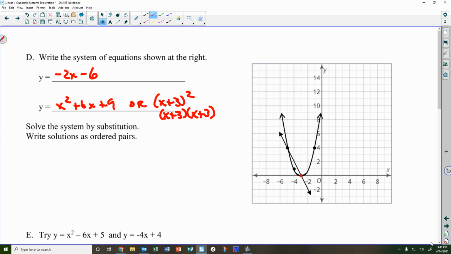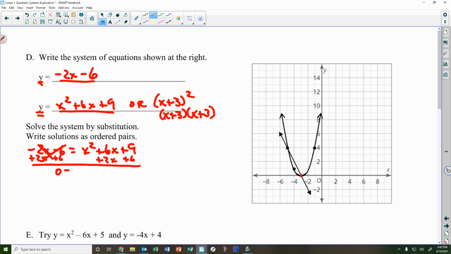So now if we try to solve this by what we call substitution, we're going to set these two equal to each other because they're both y equals, and we call this a substitution method. You learned this last year in systems of linear equations. Now we're doing it with a linear and a quadratic. All right, well, again, I can add the 2x to both sides. We're just going to combine, and we're going to add the 6 to both sides. Okay, so that's gone, leaving me 0. And this is going to be x squared plus 8x plus 15.